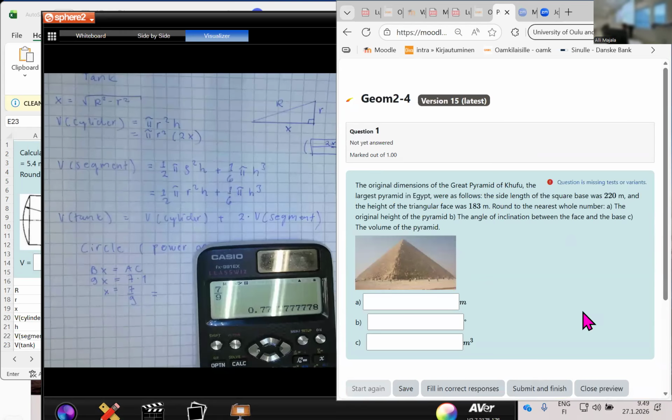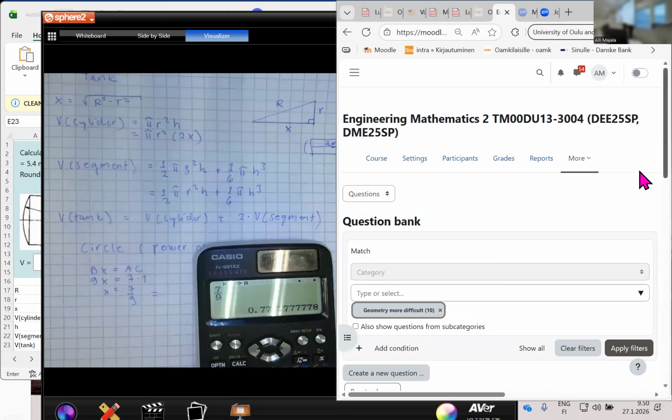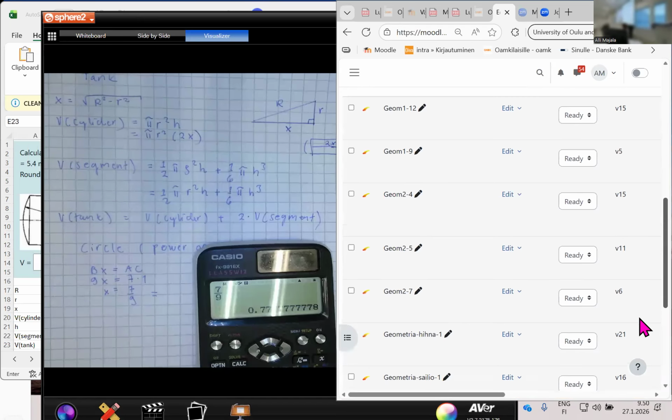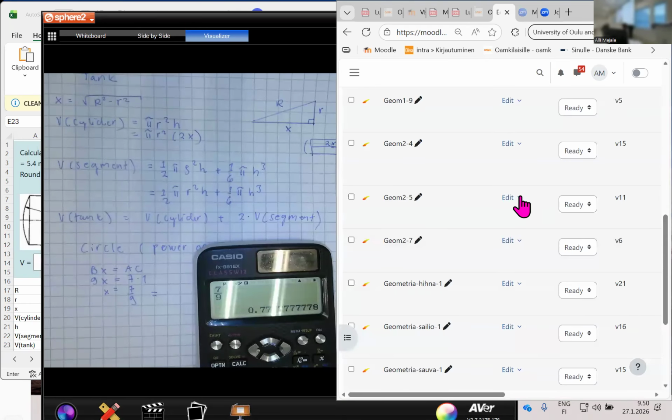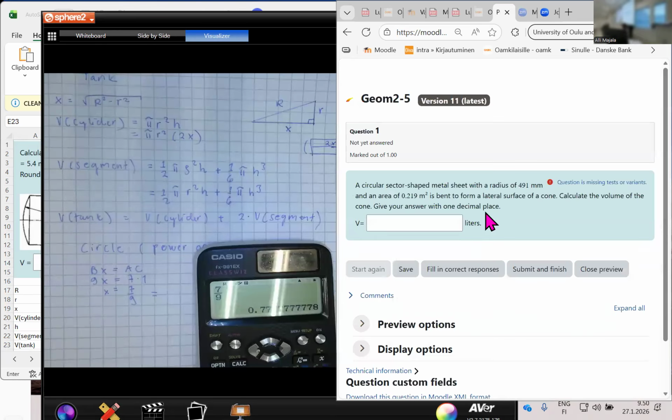Oh, this we did. And there was a problem and I fixed it. Then, what is this? This is nice. This might be a good one. It's pretty easy though. Did you do this? Yes.